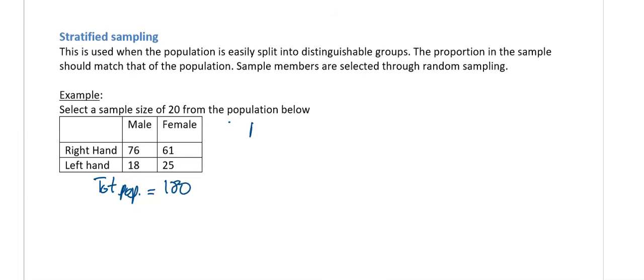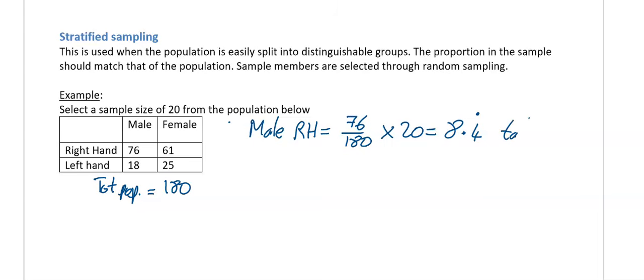So we've got 4 groups we can split into. So we've got male, and we'll say RH, that's male right-handed. So there are 76 people out of 180, and then we're going to multiply that by our sample, so the sample size is 20. If we do that, you're going to get 8.4 recurring, and I'm just going to say take 8. It's people we're dealing with here, so we're going to take 8 whole people.